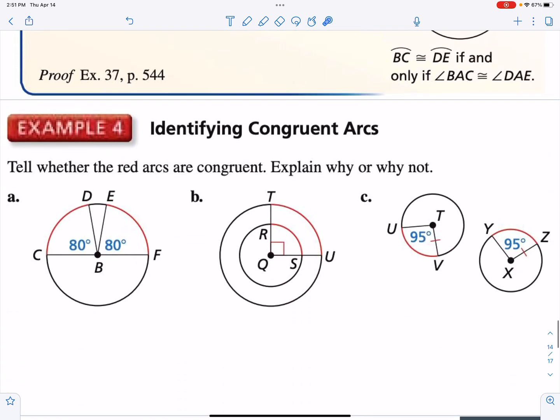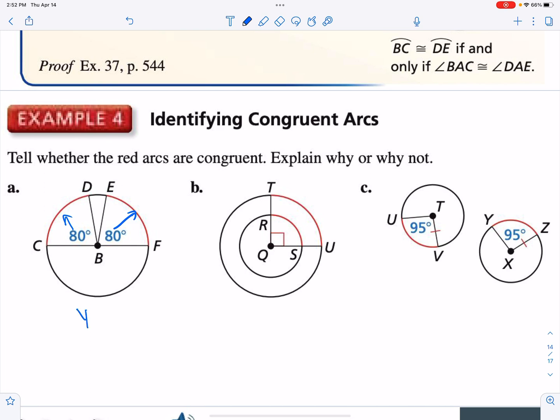Okay, so in these circles, again, the first two, it should be pretty easy to tell whether or not we have congruent arcs. The number one, you have the same circle and you have two 80-degree angles, and it's saying, okay, if I have 80-degree angles, are those arcs congruent that are on the outside? This one's going to have to be yes. It's inside the same circle. It's both created from that central angle there. They're both 80 degrees. We're good to go.